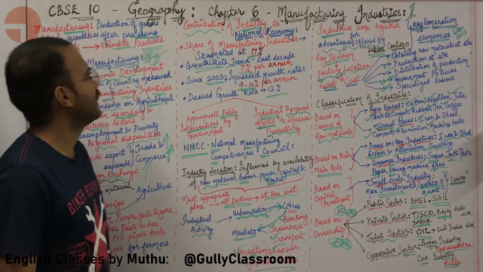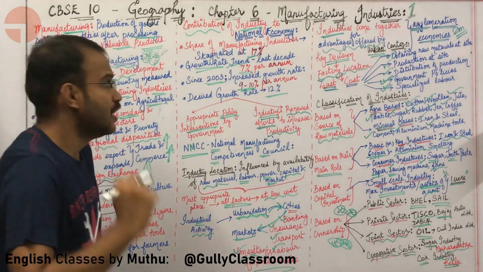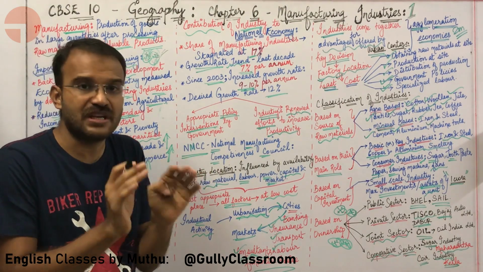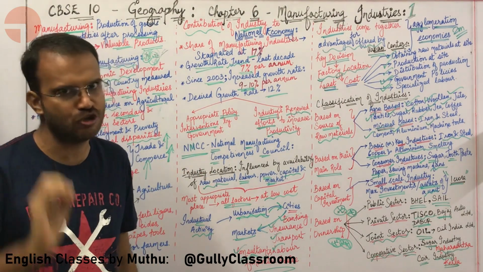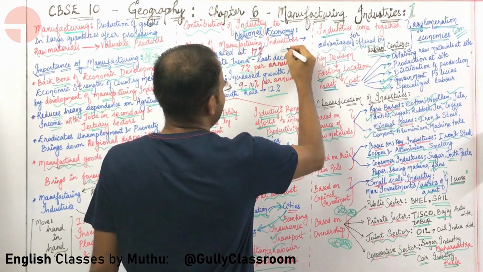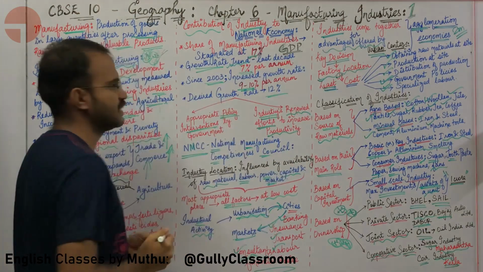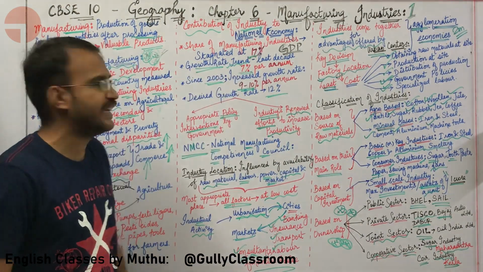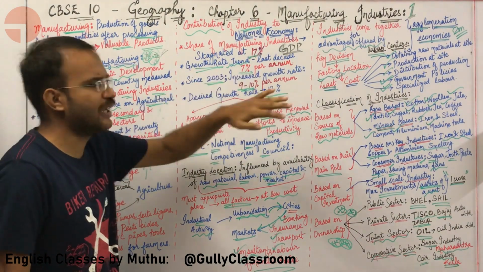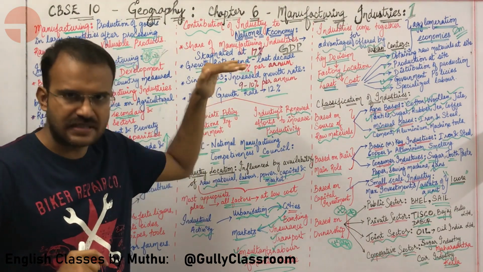Now let us look at the contribution of manufacturing industries to the economy. How to measure the contribution of an industry to the economy? You will simply measure the percentage contribution to GDP, gross domestic product. The manufacturing industry's contribution to GDP stagnated at 17%. The growth rate for the last decade has been about 7% per annum. What is a decade? A decade means 10 years. For the last 10 years, the growth rate per annum is 7%.